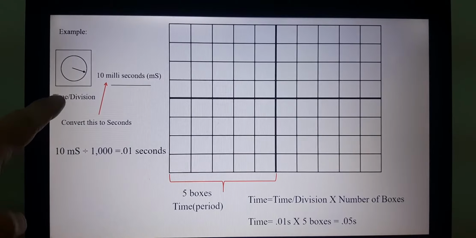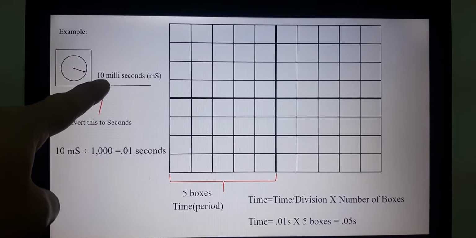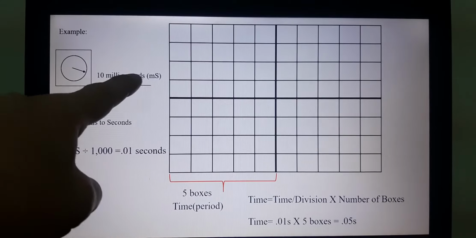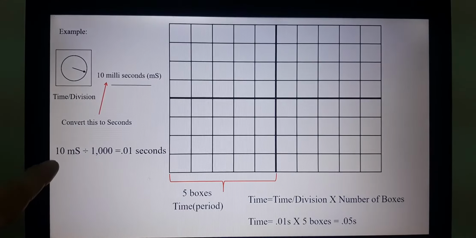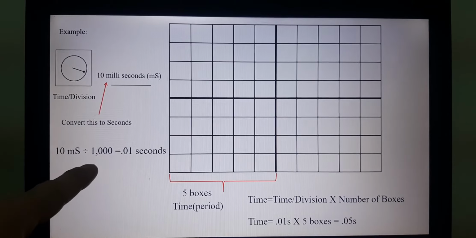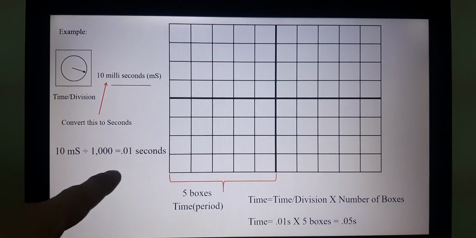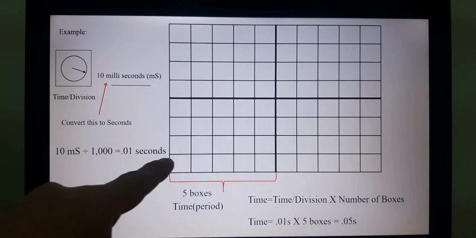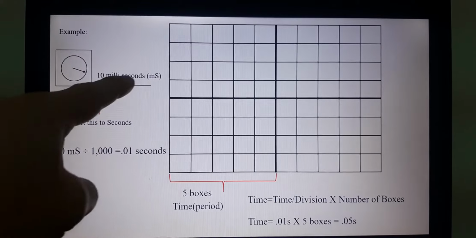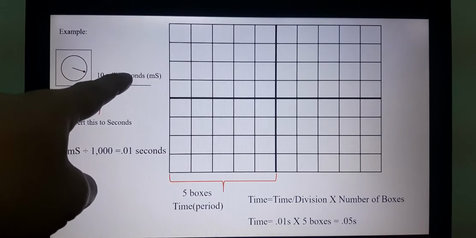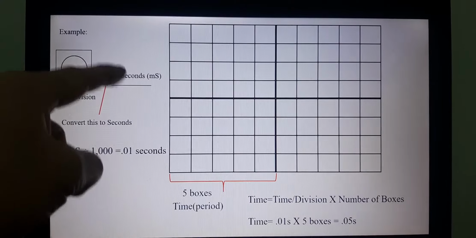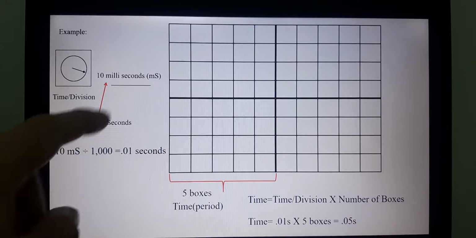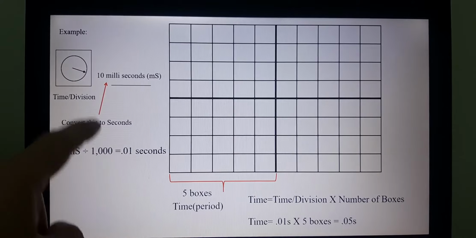Next, we have another example. Time per division is set to 10 milliseconds. Since this is in milliseconds, you need to convert this to seconds. So 10 milliseconds divided by 1000 is equal to 0.01 seconds. This is very important. If the expression is in milliseconds, you need to convert this to seconds. If this is in microseconds, also you need to convert this to seconds.